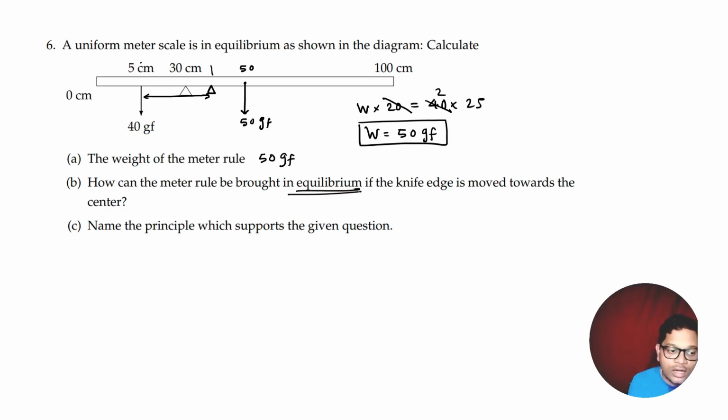So for it to continue to be in equilibrium, I will have to move this 40 also closer, so that this distance should be such that the product of 40 into this distance will be equal to the product of 50 into that distance.